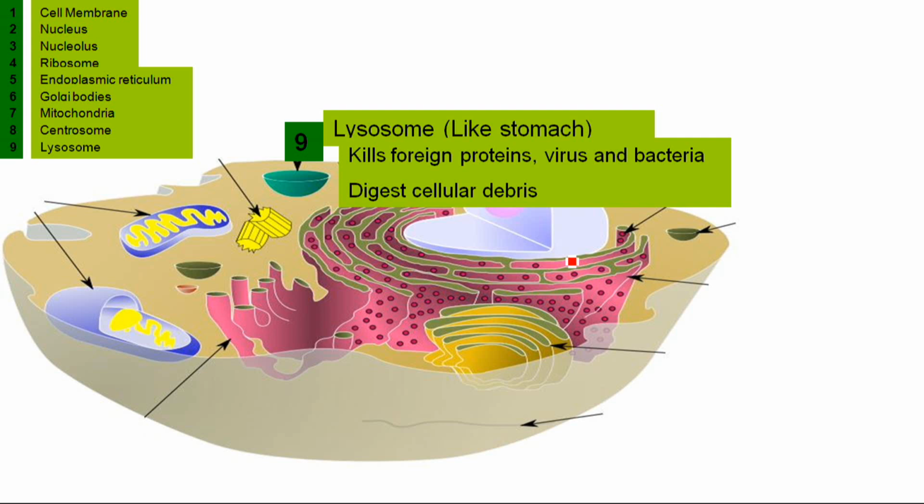Then the lysosome. A lysosome is like the stomach of the cell, because this lysosome has some enzymes that can be activated when the pH drops inside of this lysosome, and then this lysosome can kill the foreign proteins, viruses and bacteria, and this lysosome degrades these proteins, viruses and bacteria and kills them. This also digests the cellular debris that is produced all the time during the cellular function. And this is also enclosed by the lipid bilayer.